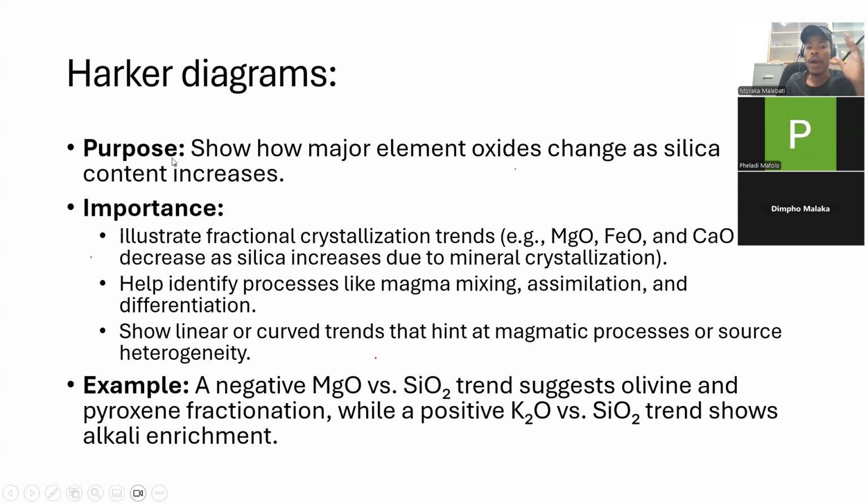Now, Harker diagrams are very important to show how major oxides change as silica content increases. It is also important because it illustrates fractional crystallization trends. It also helps identify processes like magma mixing, assimilation, and differentiation, and shows linear or curved trends that hint at magmatic processes or source heterogeneity.